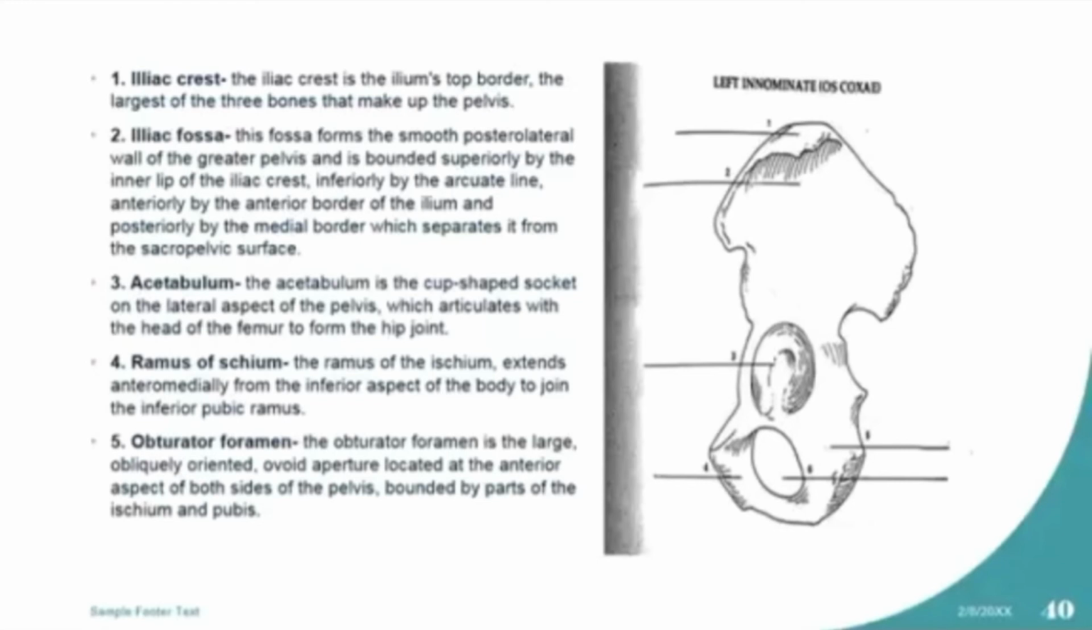Number 3 is the acetabulum. The acetabulum is the cup-shaped socket on the lateral aspect of the pelvis which articulates with the head of the femur to form the hip joint.